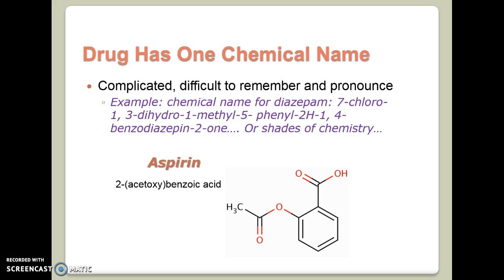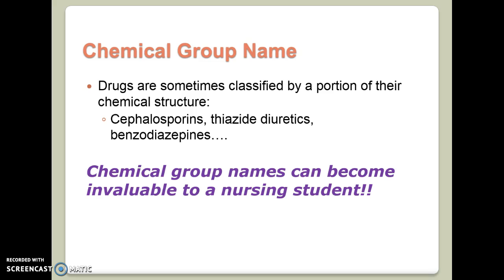What we have here is aspirin. It's the chemical structure for aspirin, as well as the chemical name, which is 2-acetoxybenzoic acid. Clearly, this is not a name that we spend a whole lot of time with, so you can kind of let that go in one ear and out the other, but realize that that's exactly what it is, shades of chemistry. The chemical group names we sometimes will use, classified by a portion of their chemical structure, for example, cephalosporins, thiazide diuretics, or benzodiazepines. Sometimes the chemical group name can become invaluable because then we start talking about families of medications.